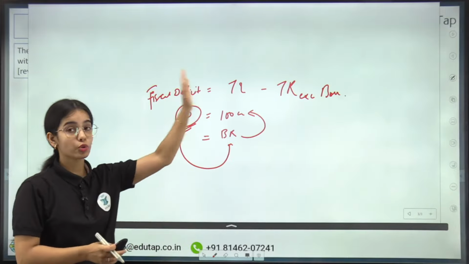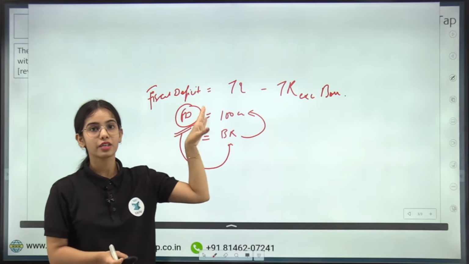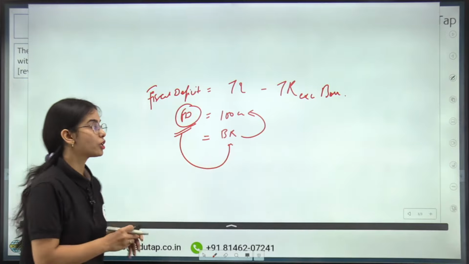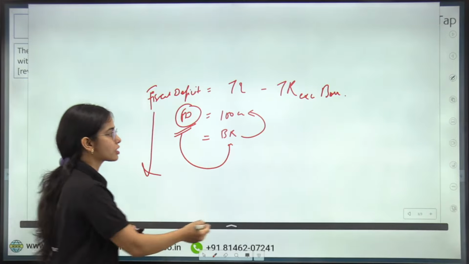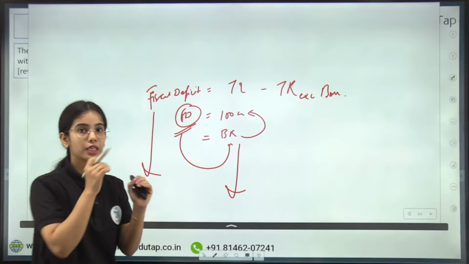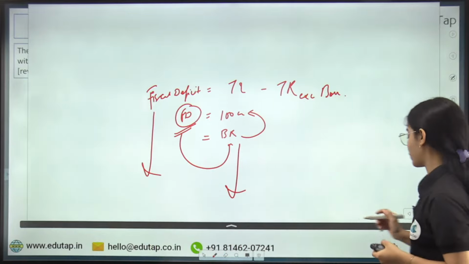So fiscal deficit is total expenditure minus total receipts excluding borrowing, and if the fiscal deficit is 100 crores, that means this is the borrowing requirement of the government. So if the government reduces the fiscal deficit, that means the government reduces its borrowing requirement. Clear? Now, if the government reduces its fiscal deficit, that means the government is reducing its borrowing requirement.